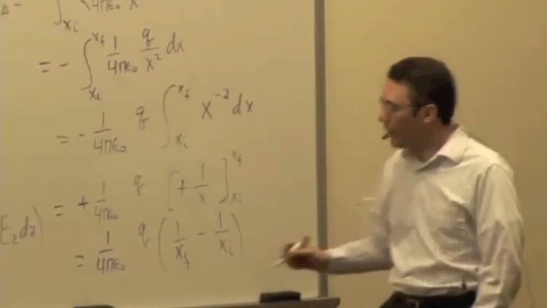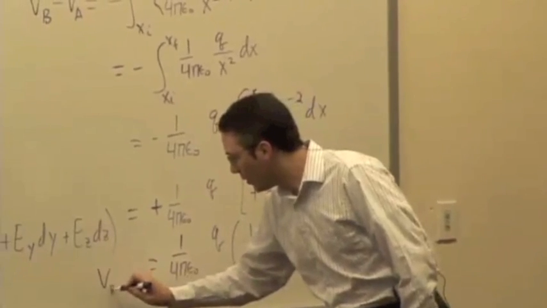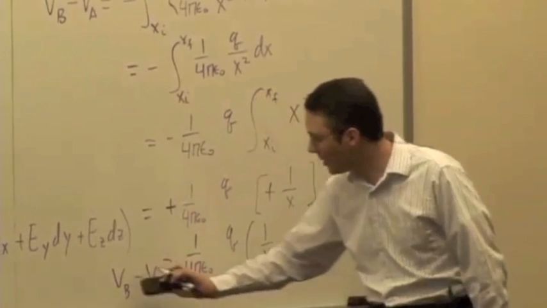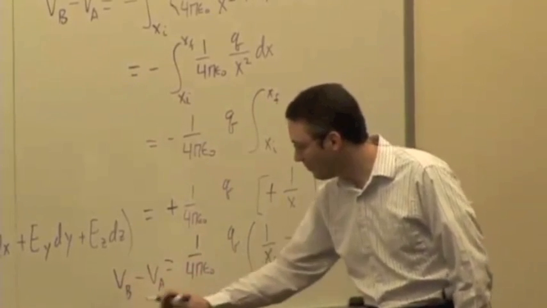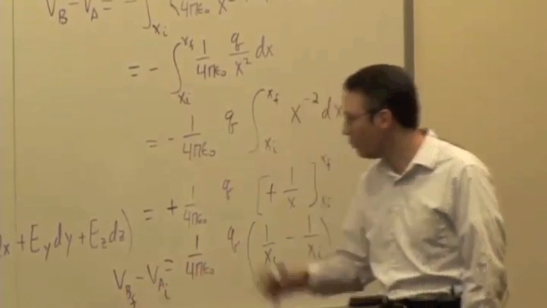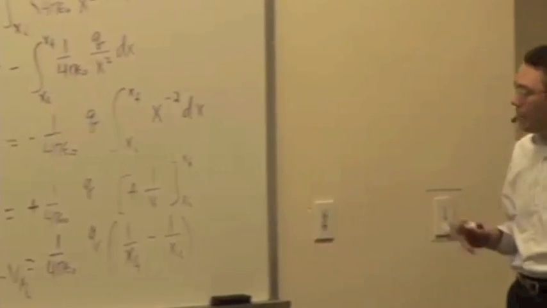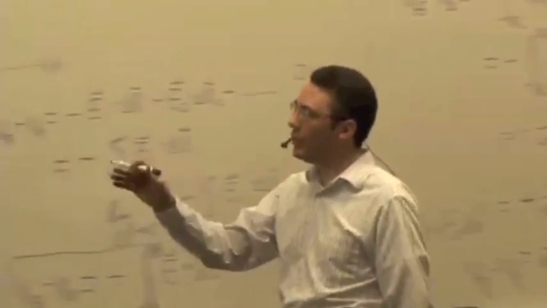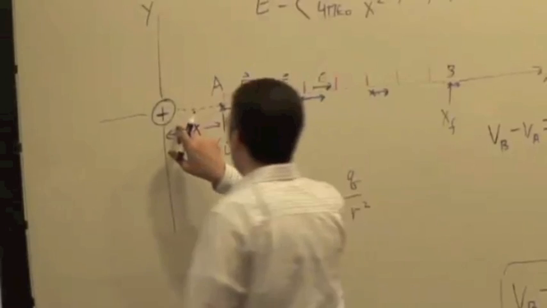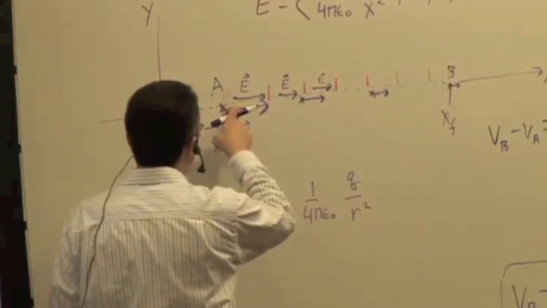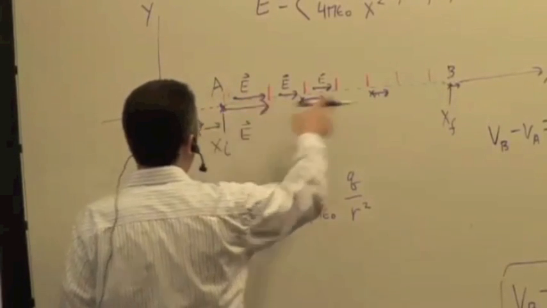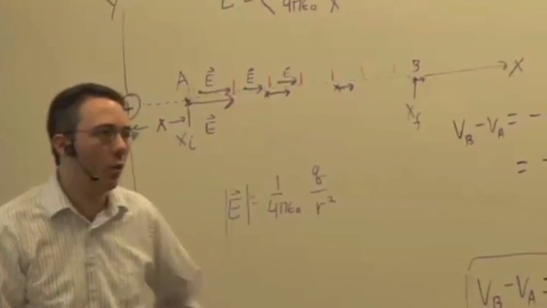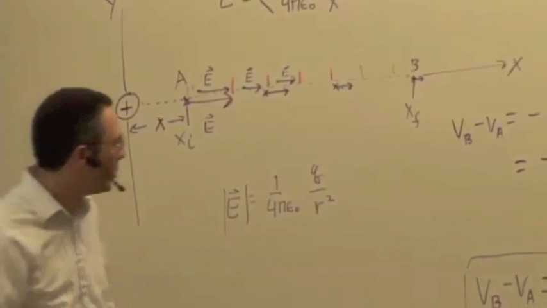We should check it. We should check to make sure. And VB minus VA. And really to be consistent, I could say this is final and this is initial, but whatever. We should check to see if the sign is correct. Now, if this is a positive charge, my path goes from A to B. I'm going in the direction of the electric field. So I expect my delta V to be what? Negative. Expect my delta V to be negative.